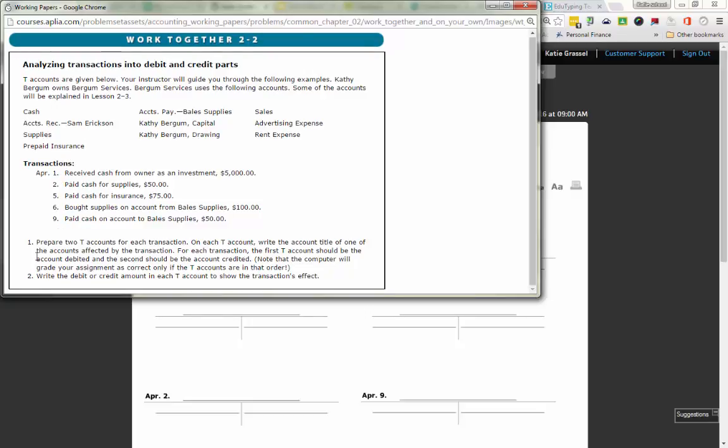I need to read instruction number 1 first. It says prepare 2 T accounts for each transaction. On each T account, write the account title of one of the accounts affected by the transaction. For each transaction, the first T account should be the account debited and the second T account should be the account credited. Note the computer will grade your assignment as correct only if the T accounts are in that order. Then it says write the debit or credit amount in each T account to show the transaction's effect.